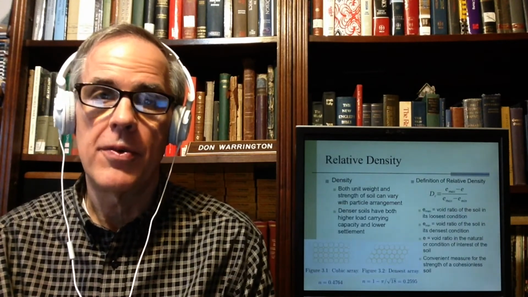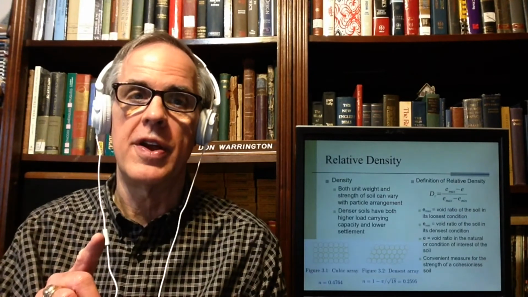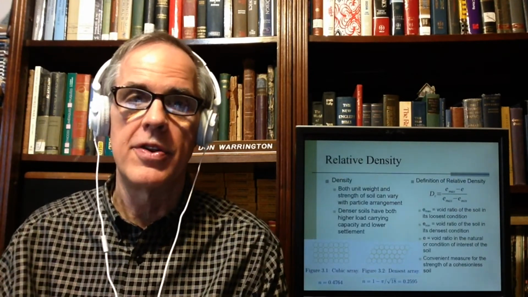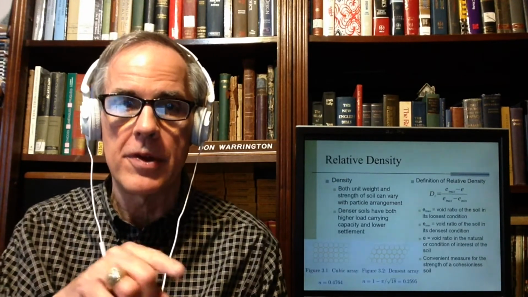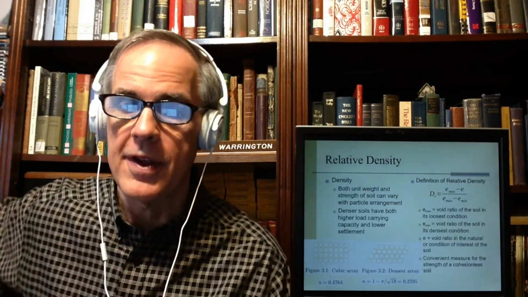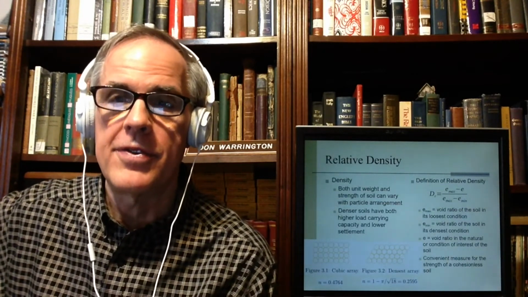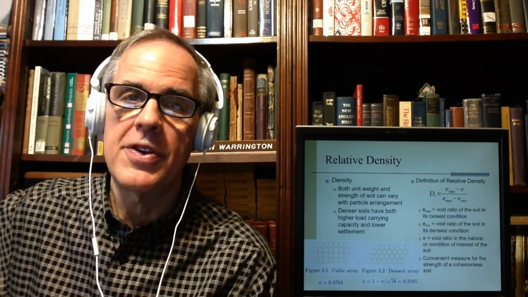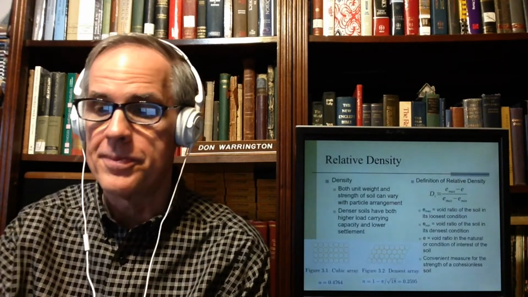In terms of dry unit weight, it is equal to the maximum void ratio of the loosest state minus the current void ratio, over the maximum void ratio of the loosest state minus the void ratio of the densest state. And that's the definition of relative density. So obviously you have to determine what the loosest state and the densest state are. There are experimental ways of doing that.